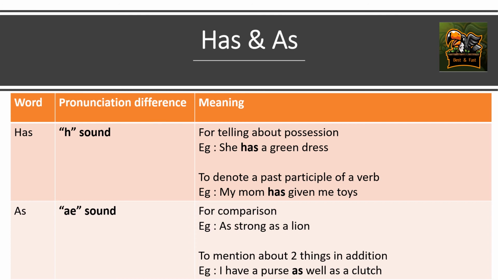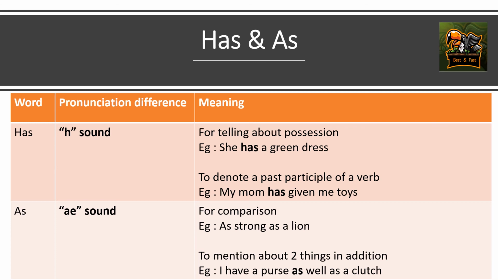The next one that we confuse it with is as, A-S. No H sound, as. And this word is used very commonly for comparison. Example, he is as strong as a lion. So you're comparing two things, so you would use the word as. The other one would be to mention two things in addition. For example, I have a purse as well as a clutch. I work at an office as well as I do charity for an organization.